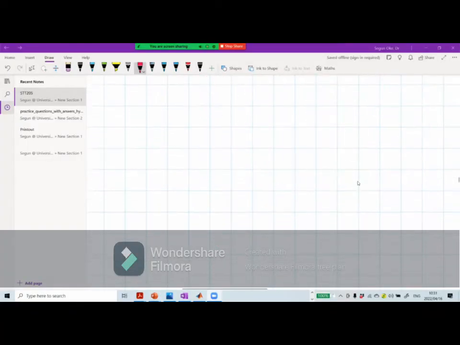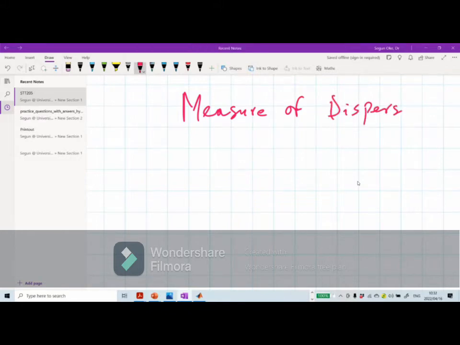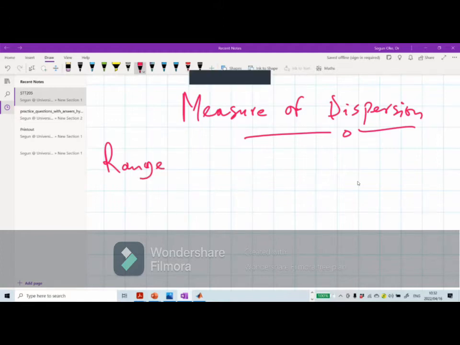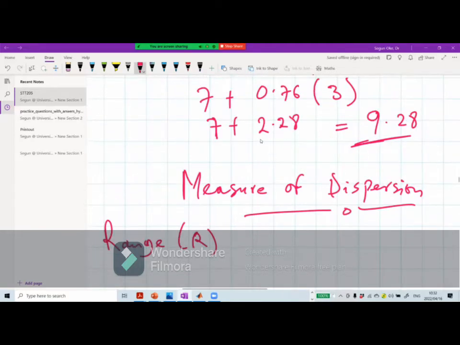We are back. Thank you. Let's continue from measure of dispersion. So we have range, which is R. Can you see the screen? Yes, sir.